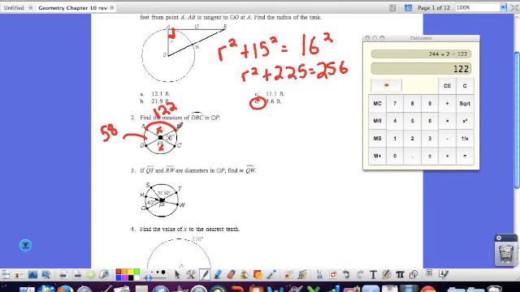So 58 plus 122 plus 58. So 122 plus 58 plus 58 is 238. Just curious here, let's see, 122 plus 58 is 180. So that is a diameter, even though I wasn't sure whether it was or wasn't.